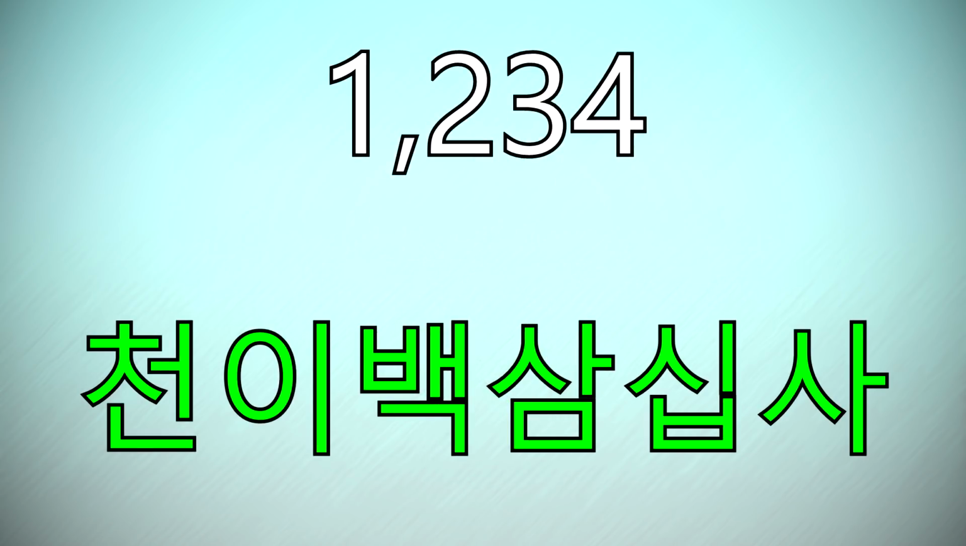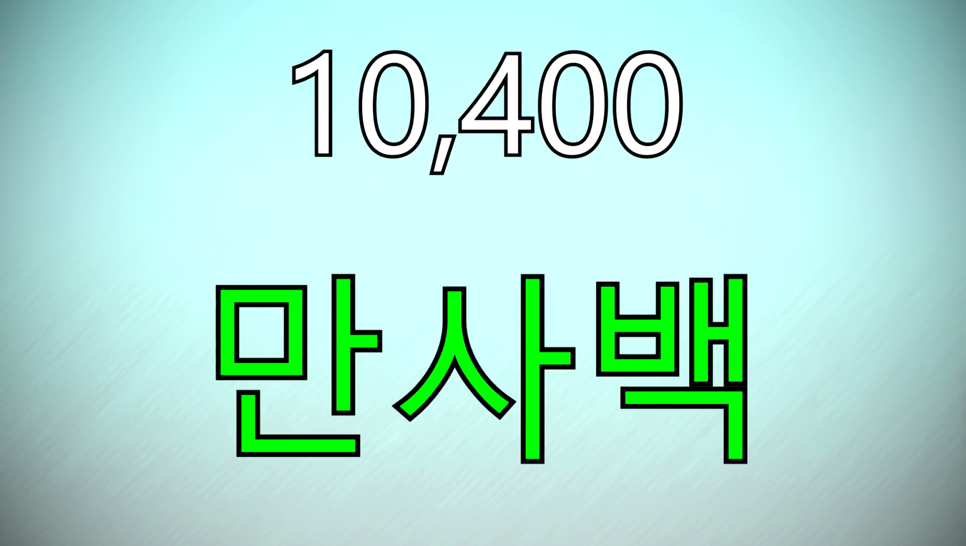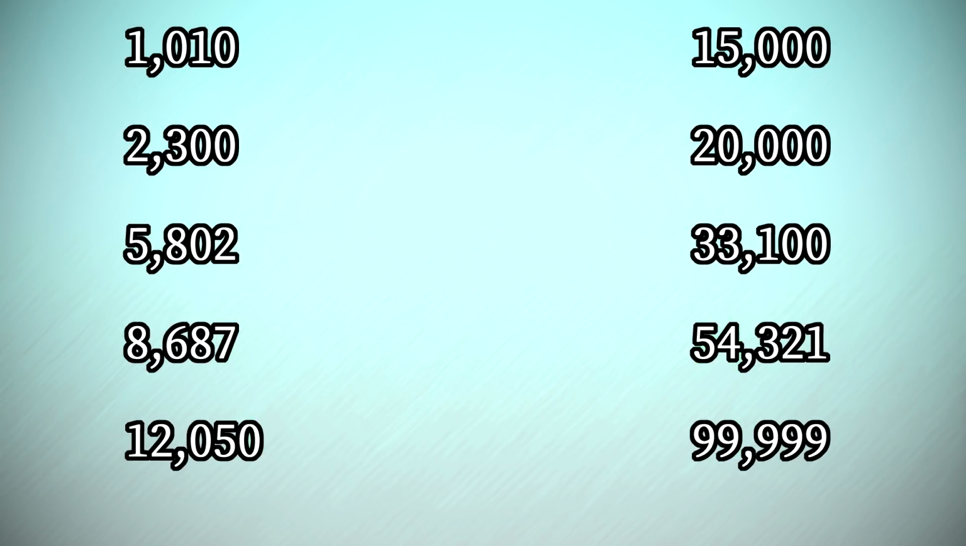Here's an example. 1234. Using 십 for 10, 백 for 100, and 천 for 1,000, we can now count all the way to 9,999. And then after, when we want to go to 10,000, we can use the counter 만, which is 10,000. Here's an example. 1400. Before we go any further, practice reading these numbers yourself. You can pause the video here.